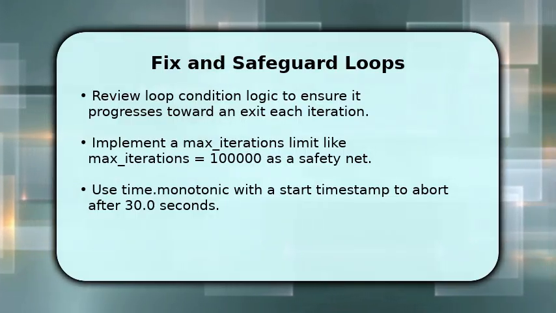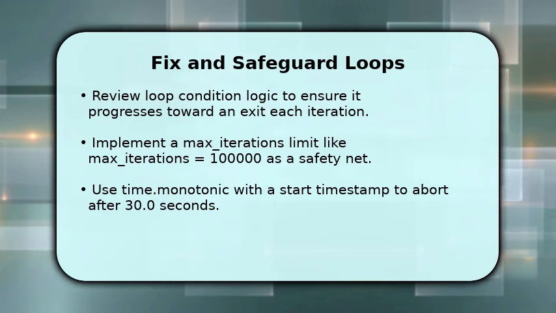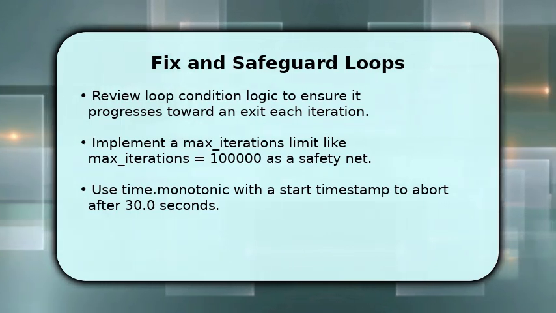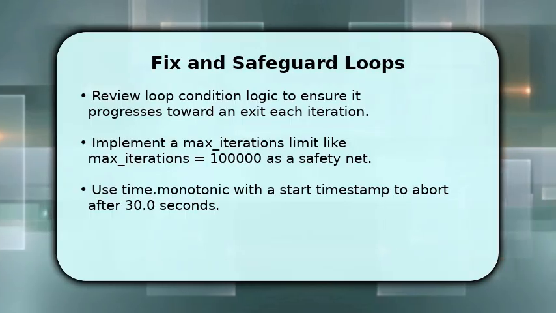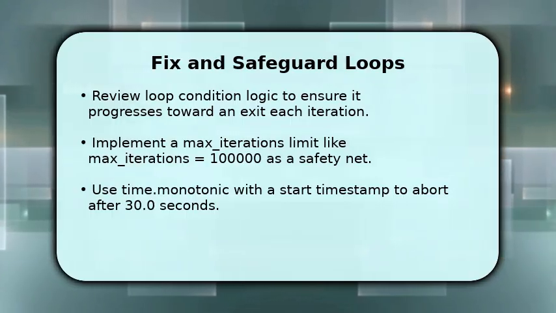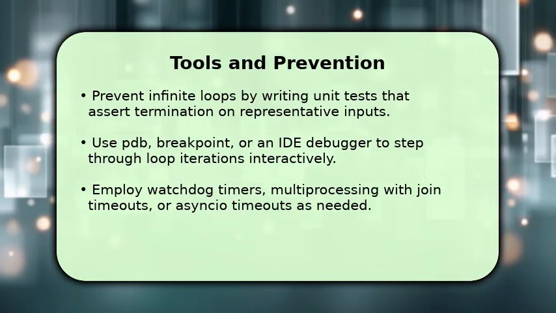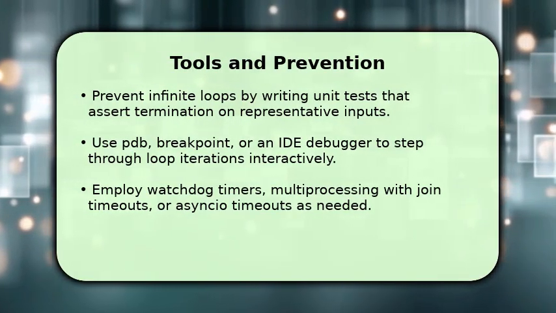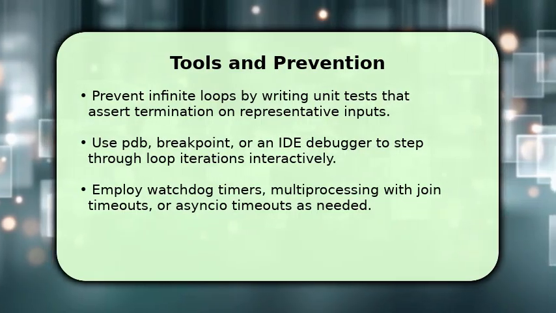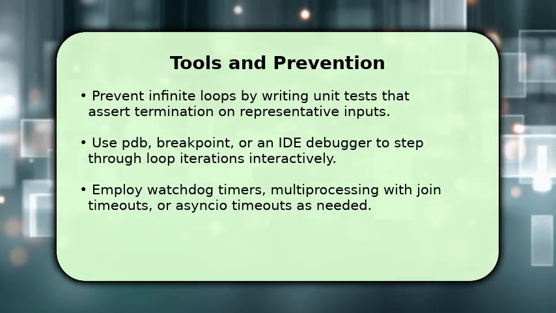Consider asynchronous cancellation or signal handlers for long-running tasks. After fixes, rerun tests and measure progress to confirm the loop ends. Prevent infinite loops by writing unit tests that assert termination on representative inputs. Add loop invariants or assertions inside loops to verify progress each iteration.